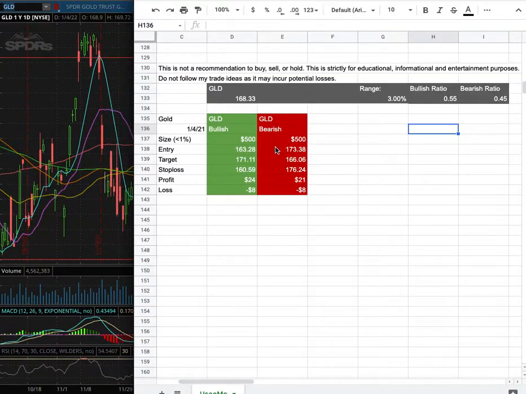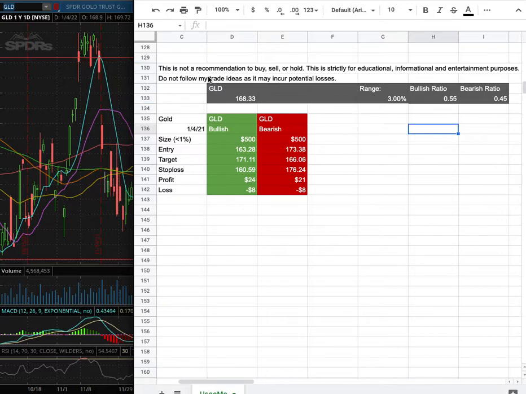As for the trade idea, I'll be trading GLD. My position size for it is less than 1% of my portfolio. My long entry is at $163.28, and that is this range here. My sell target is at $171.11. My stop loss is at $160.59.